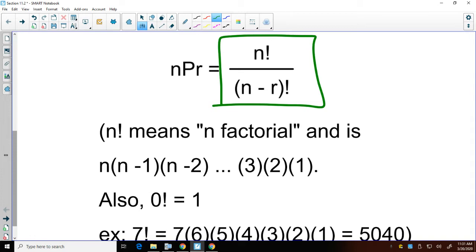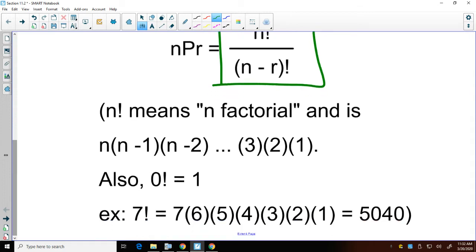Okay, so let's talk about the exclamation mark. It means factorial. N exclamation mark means N factorial. It just means that you're going to start at the number given, and you're going to multiply all the way down to the number 1. So you take N, take that number minus 1, take that number minus 2, keep multiplying all the way down to the end. Please know that 0 factorial is always equal to 1.